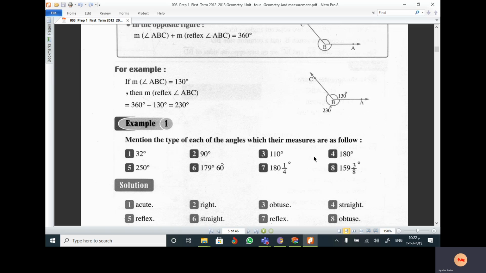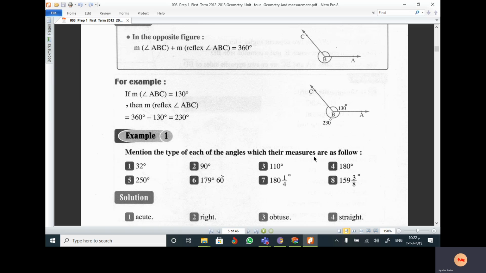Mention the type of each of the angles whose measures are as follows. 32. This angle is less than 90 and more than 0, so it is an acute angle. 90 degrees, it's exactly 90, so it's a right angle. 110 is more than 90 and less than 180, so it's an obtuse angle. 180 is a straight angle. 250 is more than 180 and less than 360, so it's reflex.